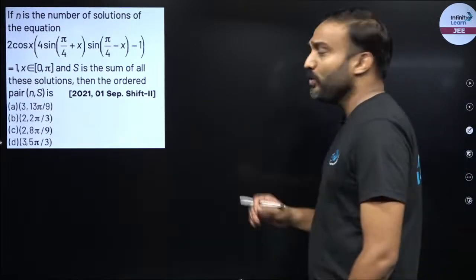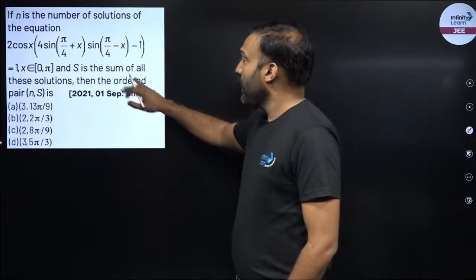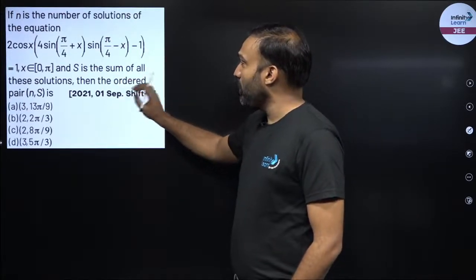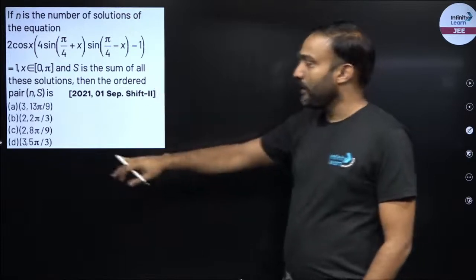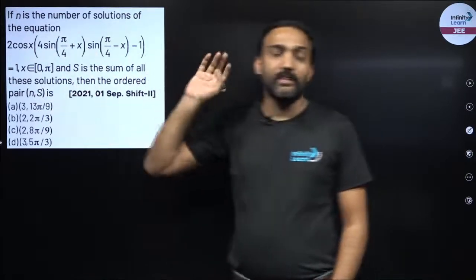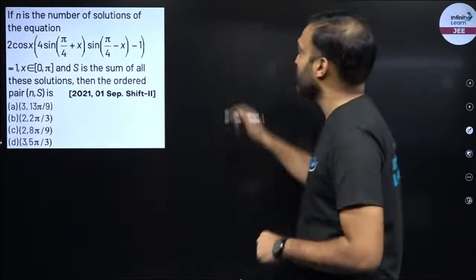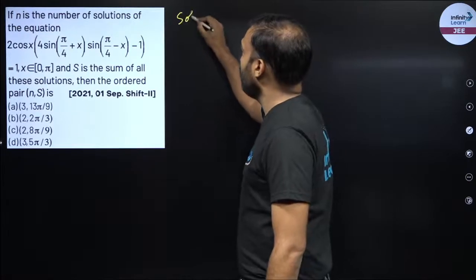it says I need to find out the number of solutions of this particular equation, and S is the sum of all these solutions. Then the ordered pair of N and S, where N is the number of solutions and S is the sum of solutions. So at the end, I have to just solve this equation. So now let us start.